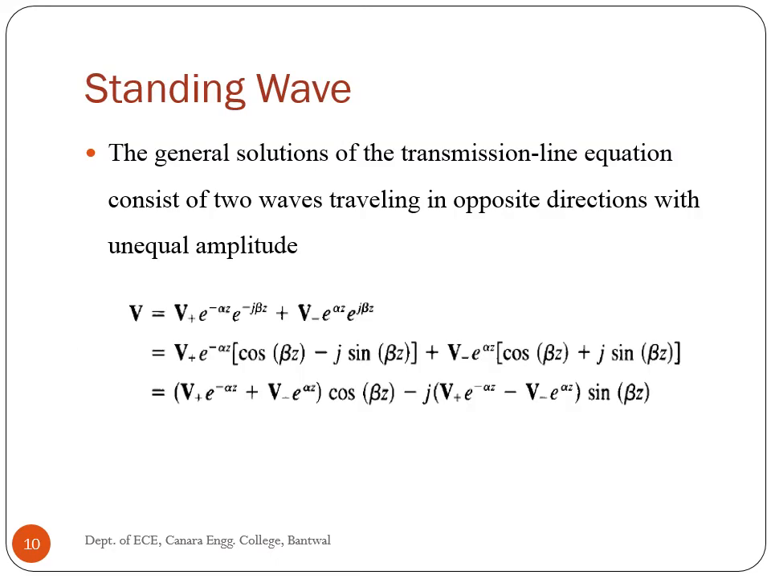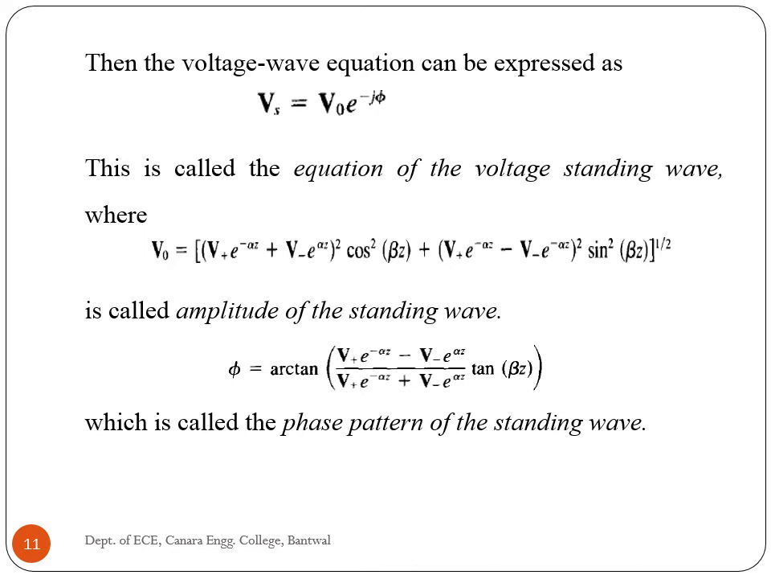Standing wave. The general solutions of the transmission line equation consist of two waves traveling in opposite directions with unequal amplitude. A wave is transmitted into one end of a transmission line and another wave is reflected from the other end, traveling in the opposite direction. Then the voltage wave equation can be expressed as Vs equal to V naught e to the power minus j phi. This is called the equation of the voltage standing wave, where V naught is the amplitude of the standing wave and phi is the phase pattern of the standing wave.